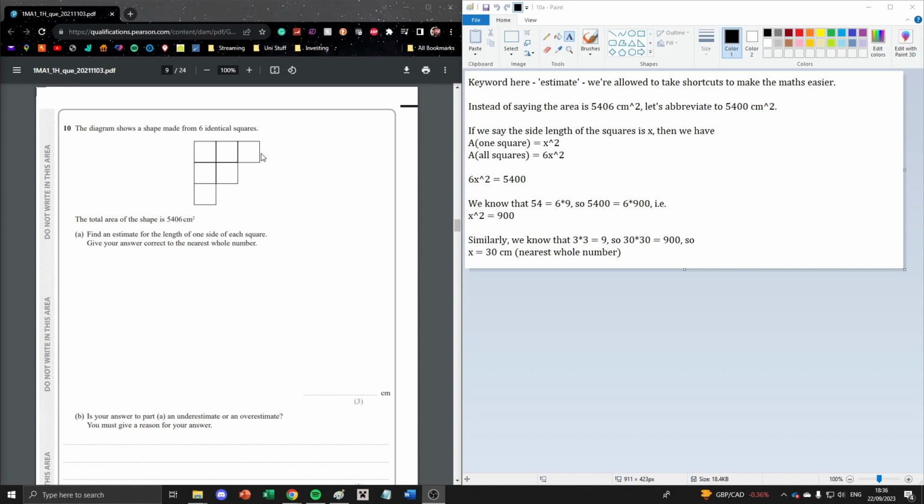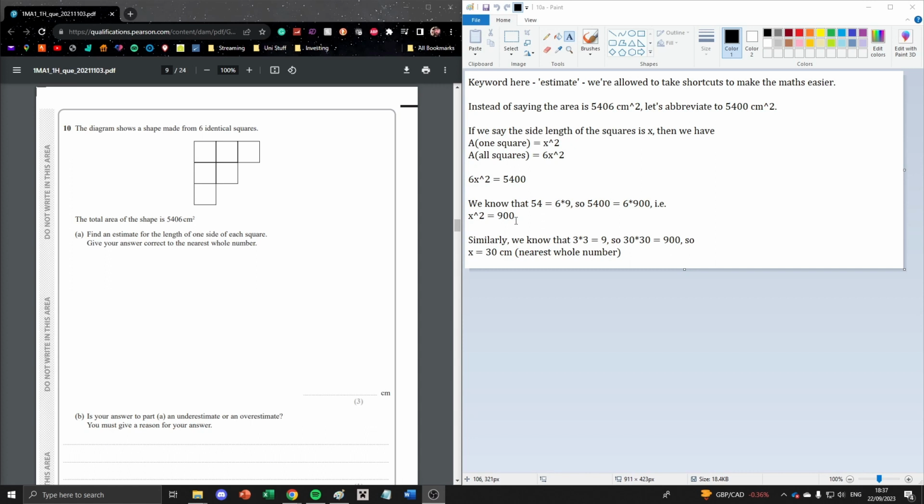And so obviously we can say if we have a side length x of one of these squares, the area is going to be x squared, and so we have 6 squares, the area will be 6x squared. And so we can write the area of all squares, 6x squared, is equal to 5,400. We divide both sides by 6, we get x squared equals 900. And luckily, 900 is a square number, so we can quite easily just find x is 30.